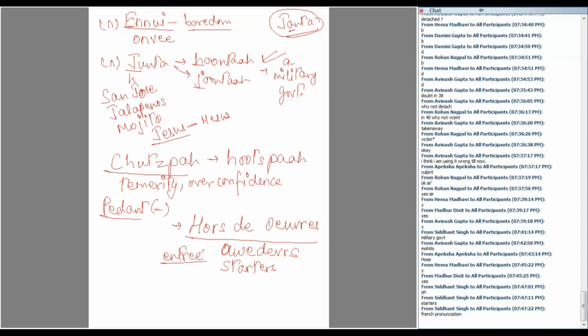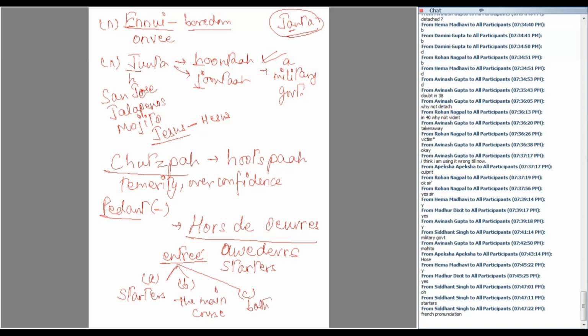Hors d'oeuvres means starters. It also means entree. Now, entree, if you see, some dictionaries will say entree are the starters. Some dictionaries will say entree is the main course. Some dictionaries will say entree is both. So there's a lot of confusion. What exactly is entree? Whether it is starters or the main course or both. Different regions, different people use it differently. But we know for certain that entree can be used as starters.